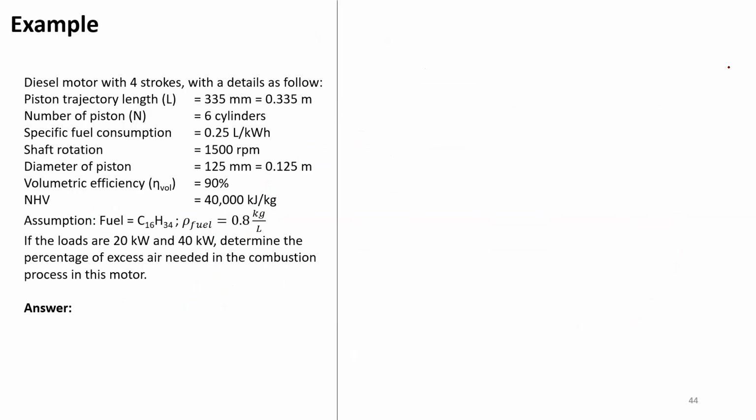Okay, so the last one, maybe this is our last course material. So we will have a look through the examples, how we can calculate or find out. So in this case, there is a diesel motor with 4 stroke type, with details as follows. We have a piston trajectory length of 335 millimeter, or we can change the unit into meter.